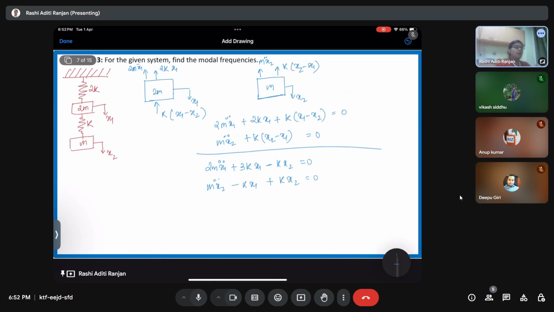Okay. Now I can transform it into what? I can write it in matrix form, which will be nothing but m x double dot plus kx equals 0, where my x is going to be x1 and x2, and hence my m is going to be nothing but twice of m, 0, 0, m, and my stiffness matrix is going to be 3k, minus k, minus k, k.